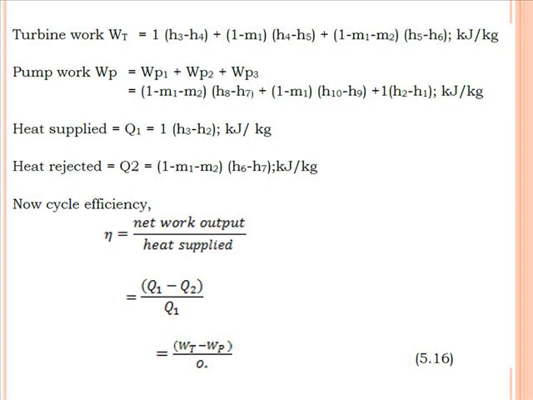Then (1 minus m1) kg of steam is expanded, and then (1 minus m1 minus m2) kg of steam is expanded in the turbine. So the turbine work is 1 into (H3 minus H4) plus (1 minus m1) into (H4 minus H5) plus (1 minus m1 minus m2) into (H5 minus H6).